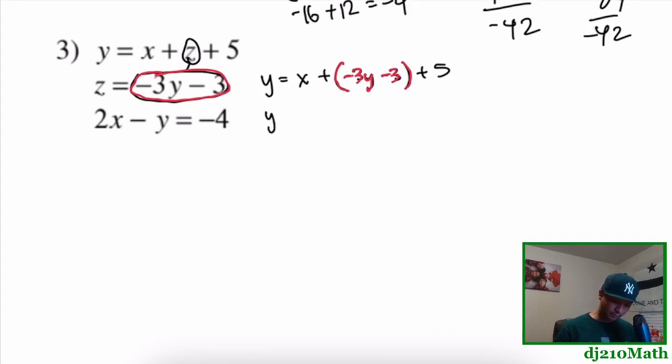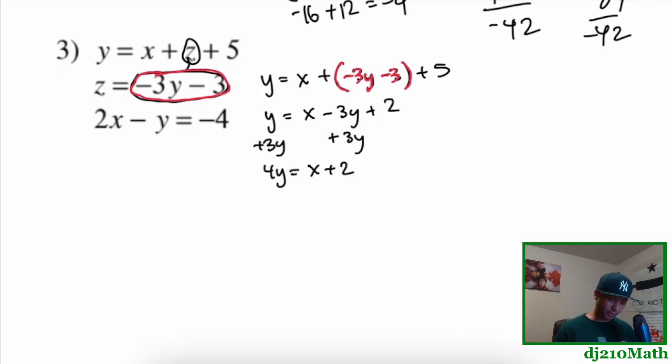Okay, combining things on the right. x minus 3y. Well, I'm pretty much dropping the parentheses because there's a plus in front. Minus 3 plus 5 is going to be positive 3. No, positive 2. Right, negative 3 plus 5, positive 2. If I add 3y, I get 4y is equal to x plus 2. Then subtracting y, I'm going to get 4y minus x is equal to 2. Okay.